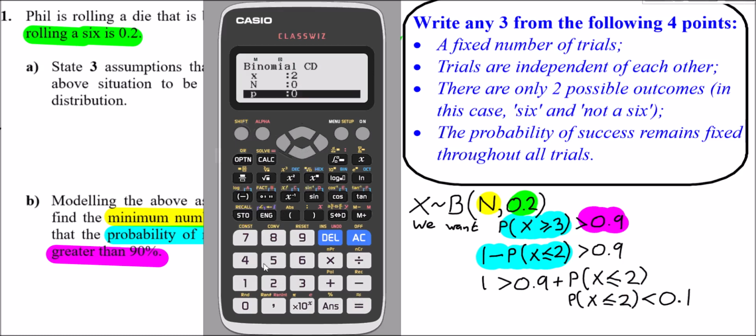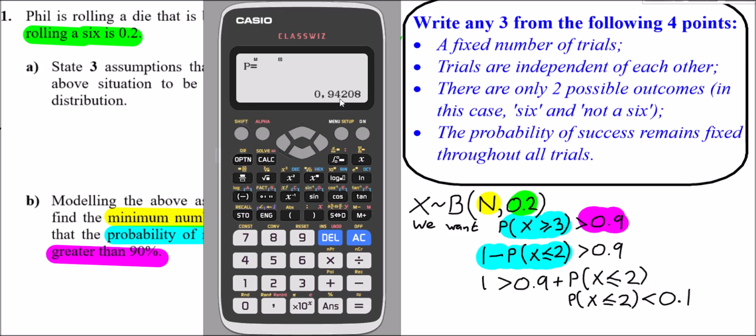The probability of success for this dice is 0.2, the probability of rolling a 6, and n, we don't know what n is. This is the question. We're trying to work out what n has to be. So we're wanting the smallest possible n such that this is less than 0.1. So I don't know, let's just guess that n is 5. It's going to be a case of trial and improvement.